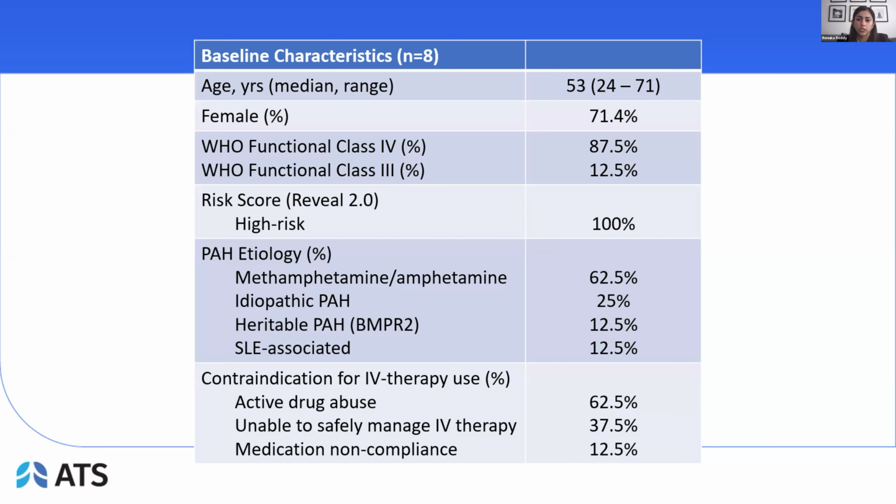And all of the patients were considered to be high risk by their REVEAL 2.0 score. In terms of the PAH etiology, most of these patients had PAH from amphetamine use, which was 62.5% of them. And then other etiologies that our patients had included heritable, SLE-associated, idiopathic. Next, moving on to the contraindications in this group, most of them consisted of active methamphetamine use. Other contraindications we saw were inability to manage the IV therapy and also medication noncompliance.